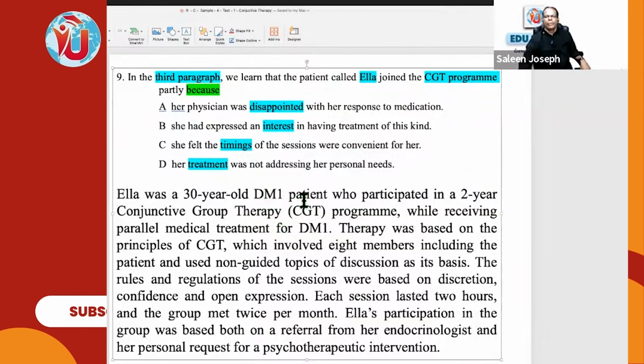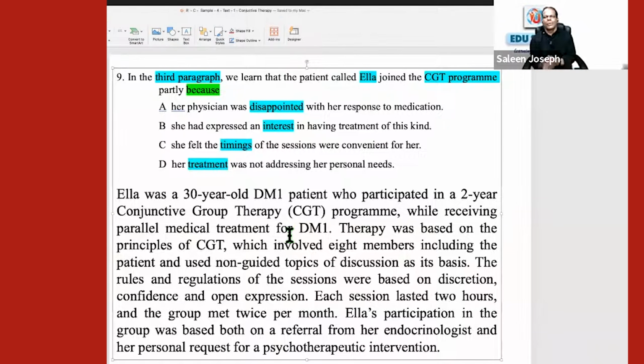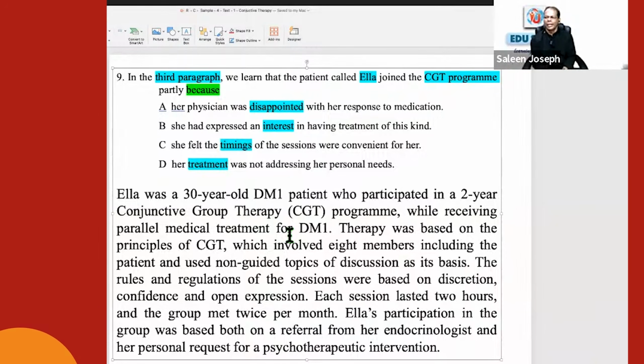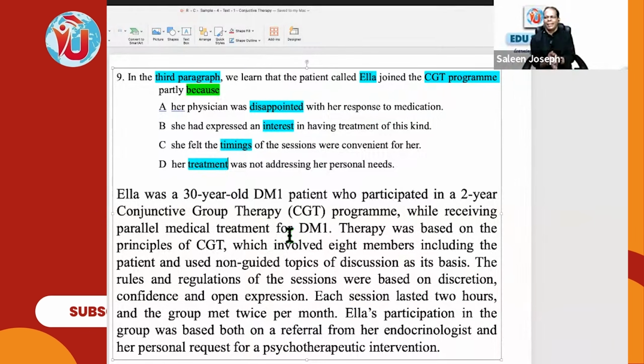Ella was a 30-year-old DM1 patient who participated in a 2-year conjunctive group therapy program while receiving parallel medical treatment for DM1. Here CGT and medical treatment are going hand in hand. What does that topic sentence tell you? Treatment is going on, so the doctor was not disappointed. Even option D, that her treatment was not addressing her personal needs, if it was not addressing her needs at all, she would have stopped the treatment, right? But this is going hand in hand. Actually, if you understand this topic sentence, you can eliminate A and D. But then let's go on.